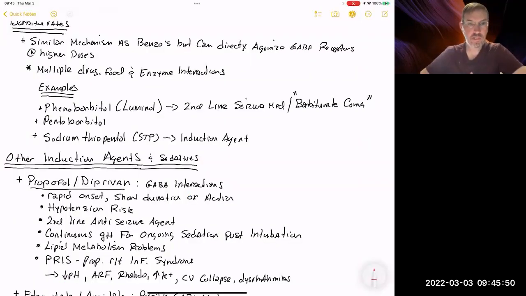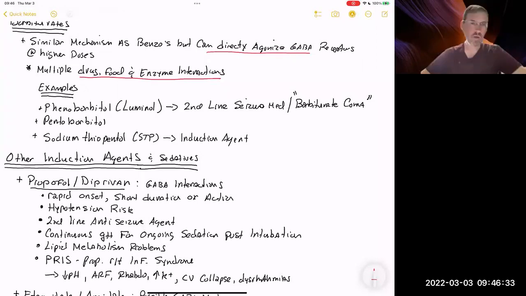So the barbiturates are very similar to the benzodiazepines, but at larger doses, they can directly agonize GABA receptors, whereas benzodiazepines are primarily allosteric. Unfortunately, the barbiturates have multiple drug, food, and enzyme interactions. So they are very problematic when it comes to adverse effects due to other drug metabolism, due to inhibition and excitation of other enzymes and enzyme systems, and multiple drug and food effects.